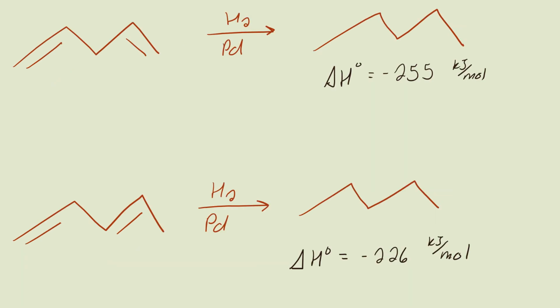The difference in stability can also be seen through the heat of hydrogenation. These two molecules have the same end product, but the conjugated diene, the one on the bottom, has a smaller heat of hydrogenation. This means that it releases less energy, making it more stable than the one on the top.